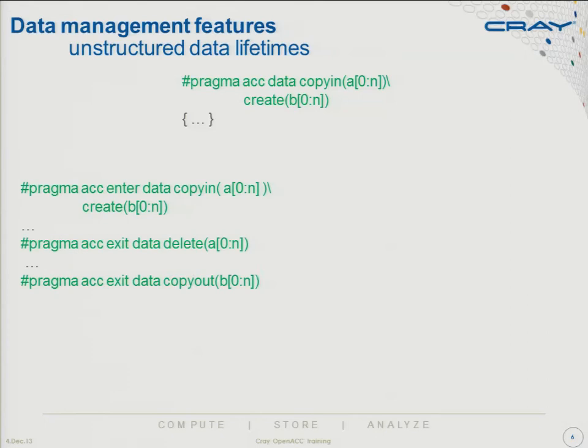And this is an example of an unstructured data lifetime. Here, I have an enter where I put A and B on. I can have separate places where I take A off the device. Here, I don't do any data movement. I just delete it. I just do a mem-free on it. Here, I copy the data back. And these are separate, even though these were together. What you can't do is move the same thing off twice.